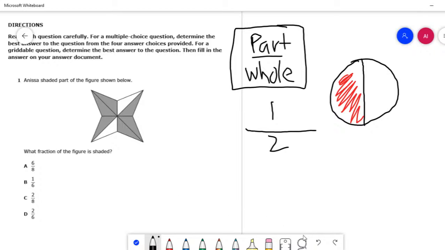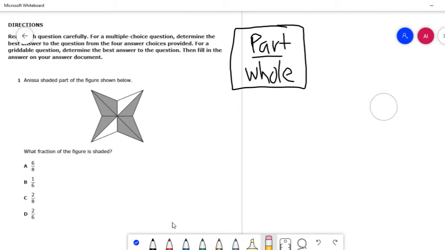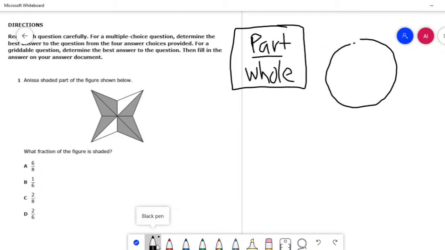Let me just do another example quickly. Let me just erase what I've just drawn. And let's say we have another pizza here. But this time, we cut it into 4 equally sized slices. I know my drawing isn't perfect, but let's just say that these are all equally sized slices. And this time, let's shade in this slice, and this slice.